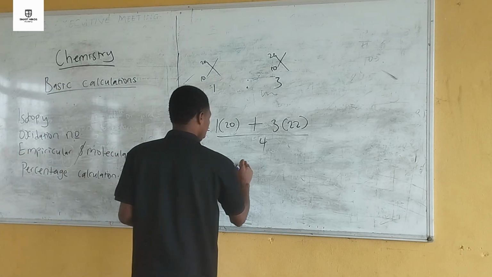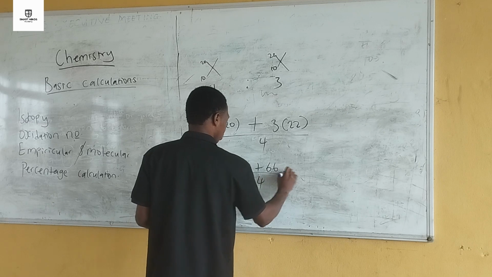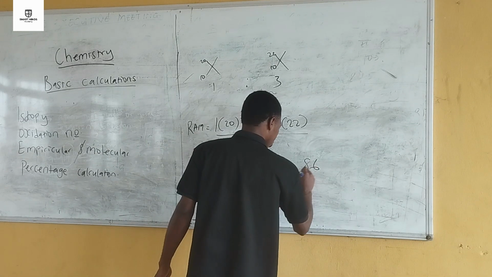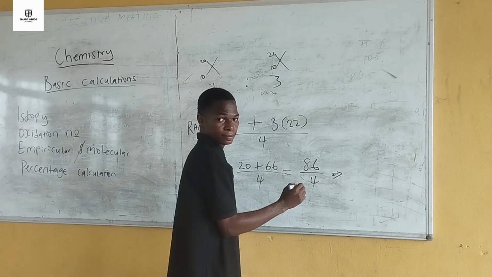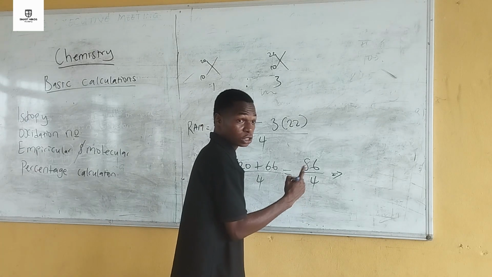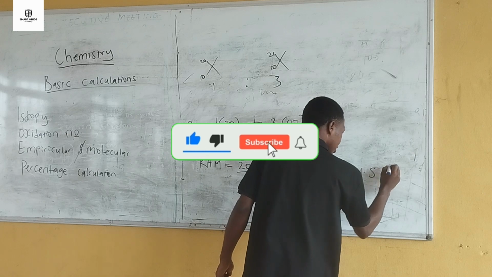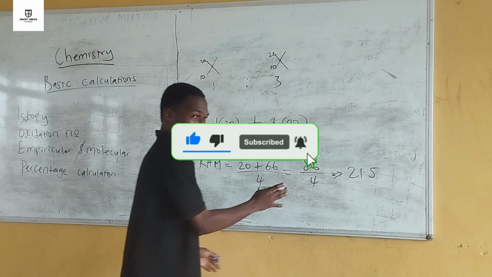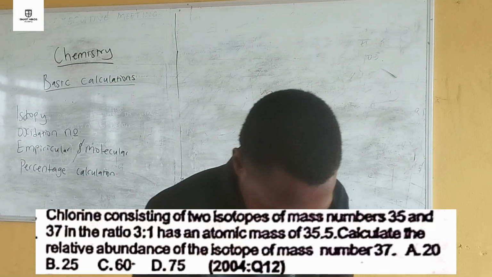This is 20 plus 66 over 4. This is 86 over 4, which is what? 21.5. This is your relative atomic mass of element X.